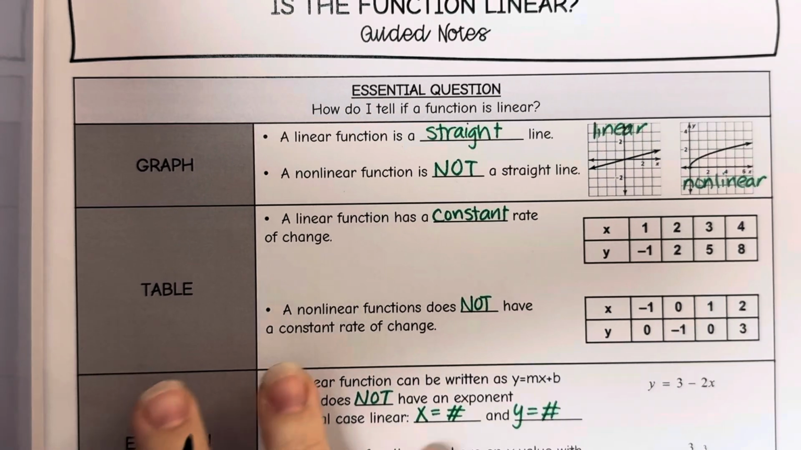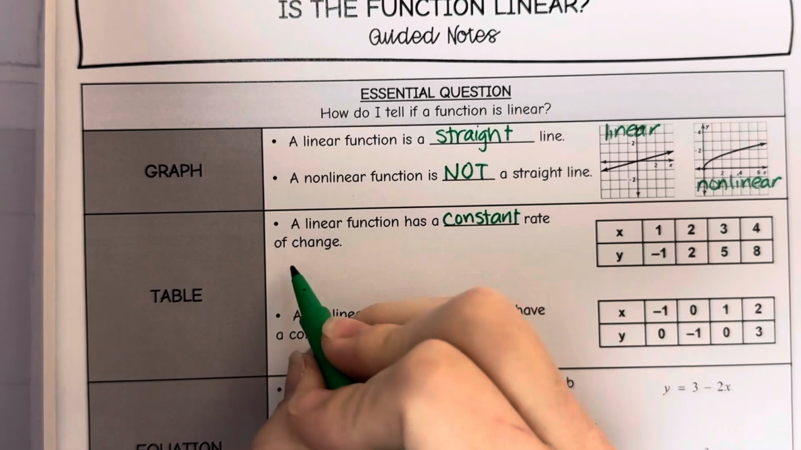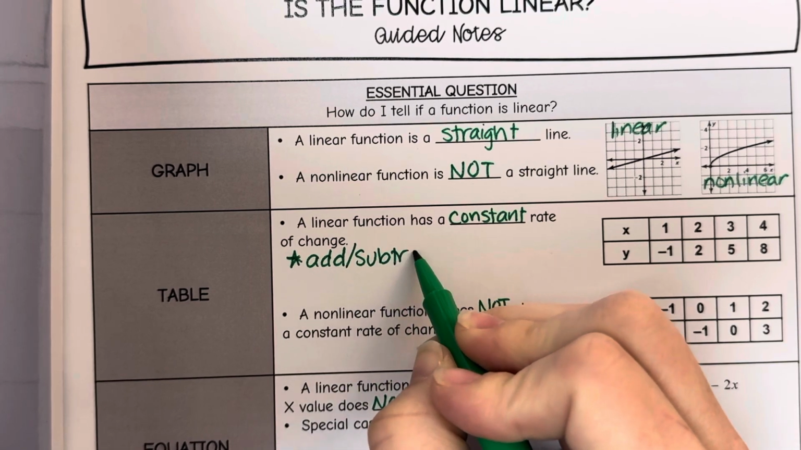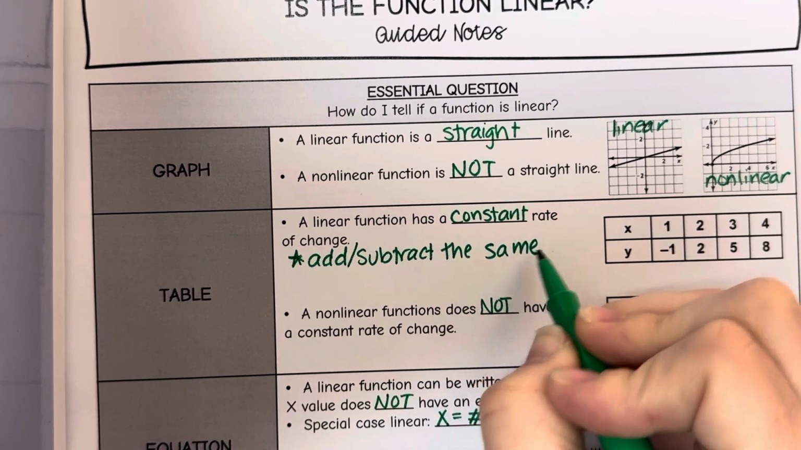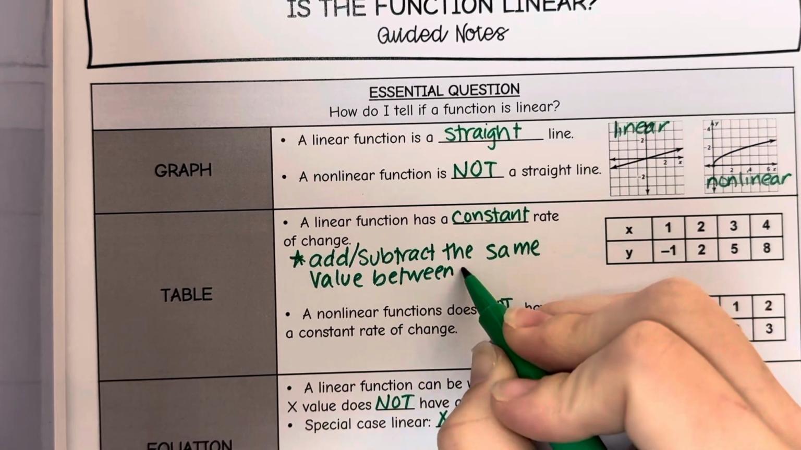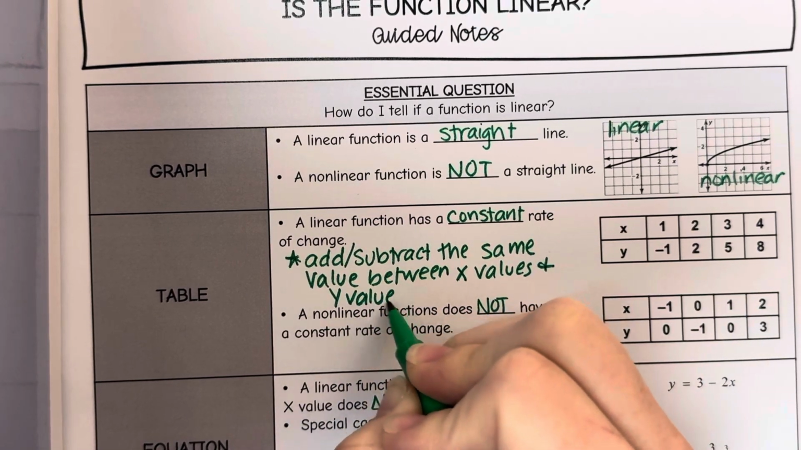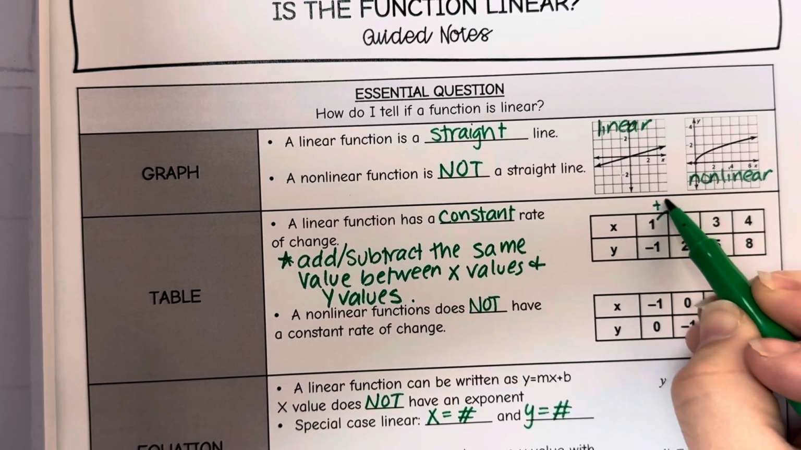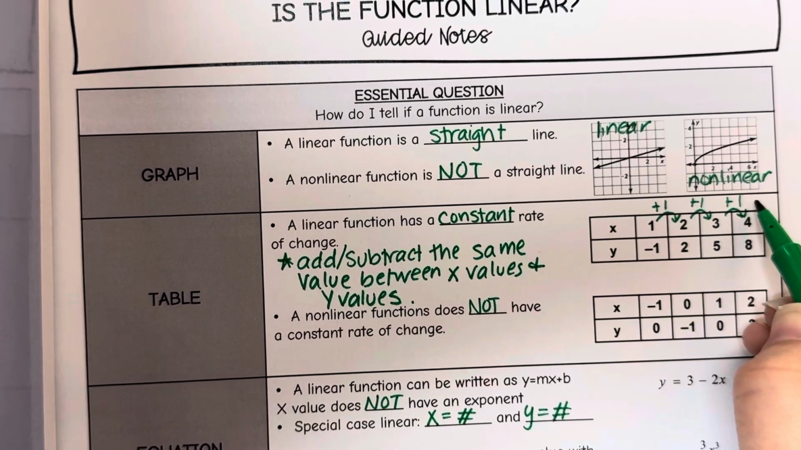Let's look at a table. So for a table, a linear function has a constant rate of change. So what that means is that you are going to add or subtract the same value between the x values and the y values. Well, what does that mean? So if I look at my x values here, how do I get from 1 to 2? I'm adding 1. From 2 to 3, I'm adding 1. From 3 to 4, I'm adding 1. It's the same all across the top for my x values.